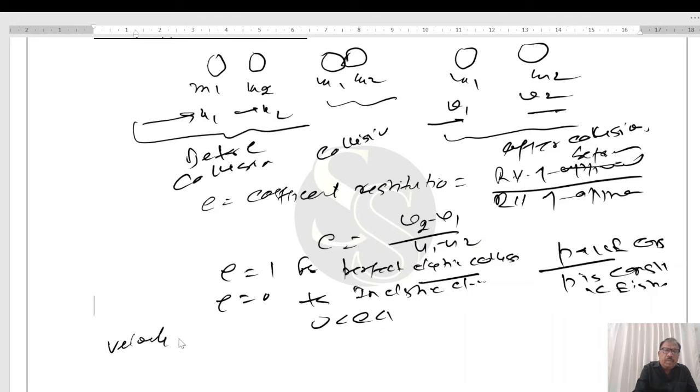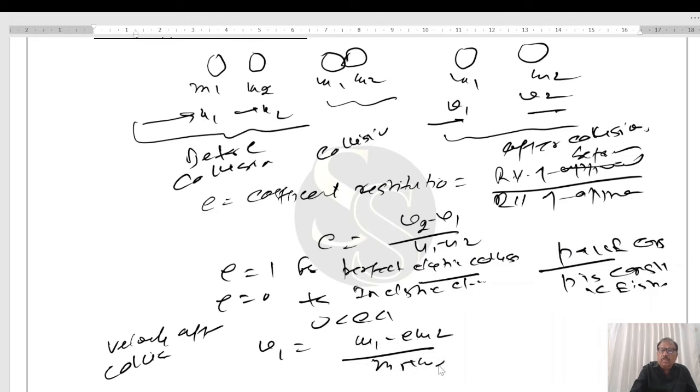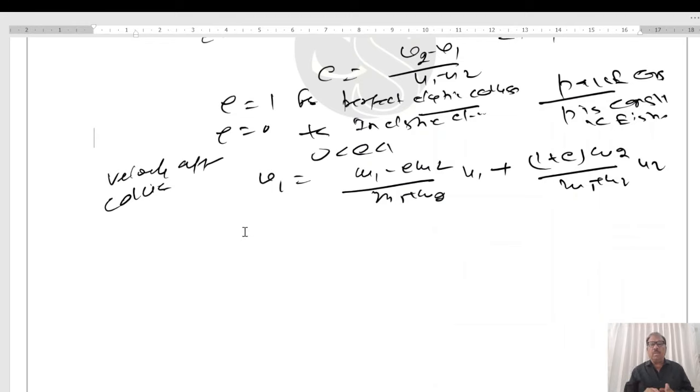Now, velocity after collision. v1 will be equal to (m1 minus e m2) upon (m1 plus m2) times u1, plus (1 plus e) m2 divided by (m1 plus m2) times u2. Depending on the value you can find everything. And for v2, interchange 1 and 2, okay.